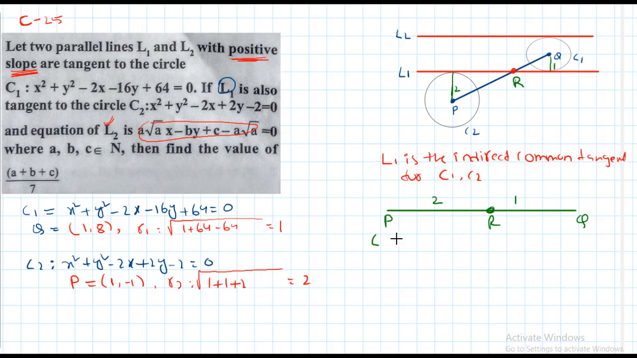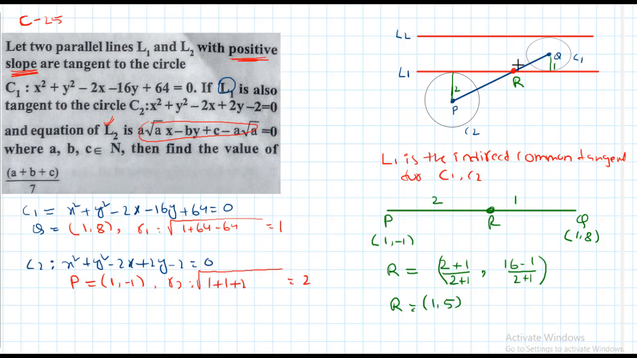Already you know the coordinates: P coordinates are 1, minus 1, and Q coordinates are 1, 8. Now directly I can find R coordinates. R divides the line segment joining P and Q in the ratio 2 is to 1. So x is 2 plus 1 by 2 plus 1, y is 16 minus 1 by 2 plus 1, using the formula mx2 plus nx1 by m plus n, my2 plus ny1 by m plus n. So directly I got R equal to 1, 5.